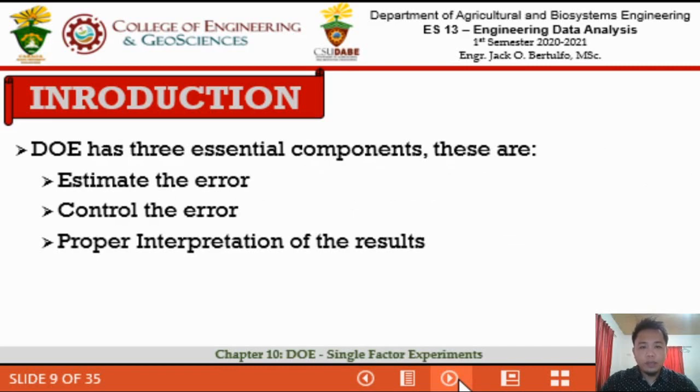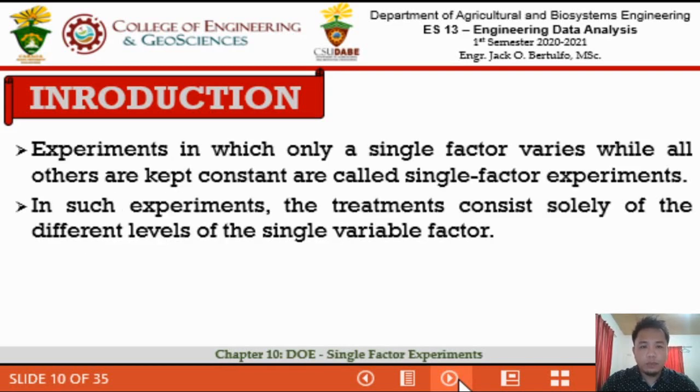Okay, so DOE has three essential components. First is to estimate the error. The next one is to control the error. Then the last one is the proper interpretation of the result. So estimate the error between treatments, then control this error. Then after that, once you have the result, comes the proper interpretation of this result. So these are the essential components of a design of experiment.